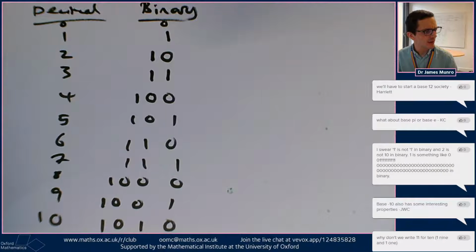Goodness me. And then there's some argument about how binary works, like how do computers actually encode things. There's a binary representation of numbers. Base 2. Are you happier if I call it base 2?